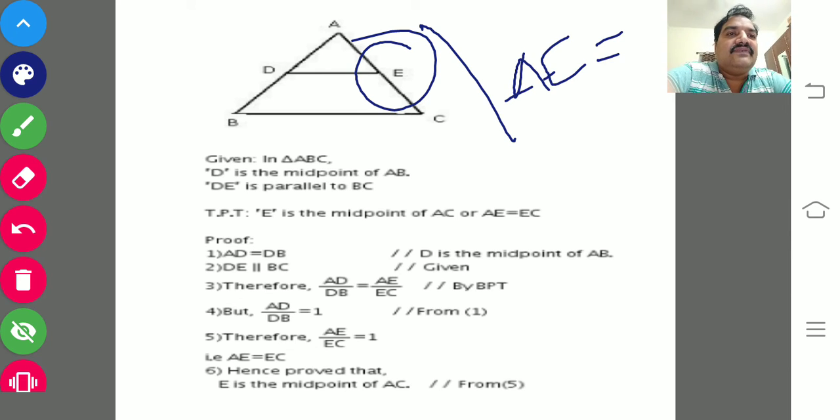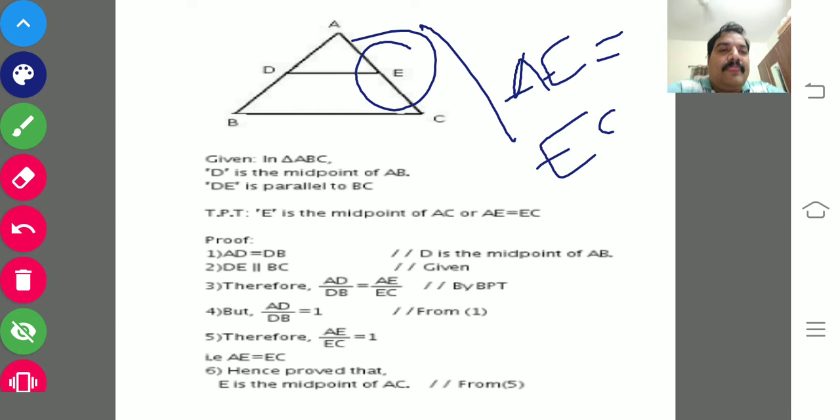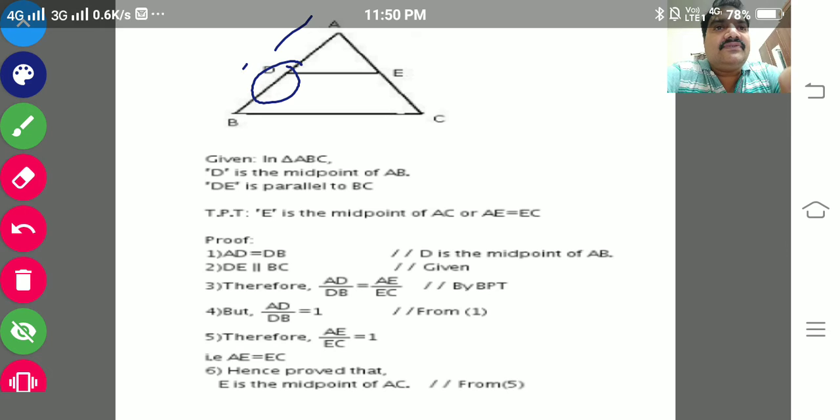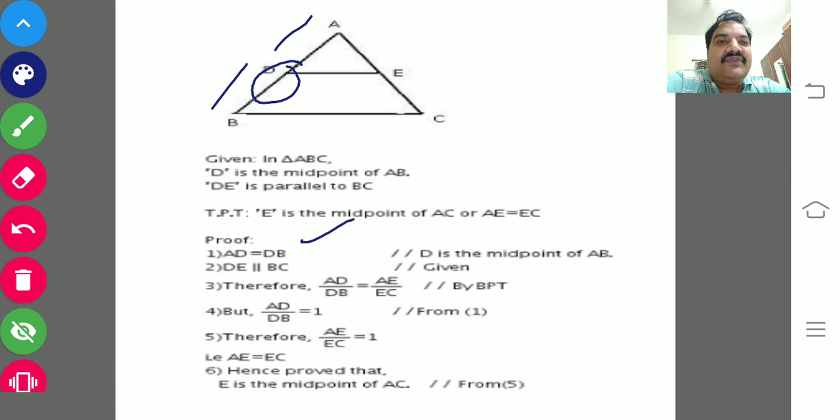AE distance equal to EC, because it should bisect. So you have to prove that AE equals EC. Very simple. How did we go about analyzing the slide? You just go through that. D is a midpoint, that's what AD equals DB. Yes, that is the first point.